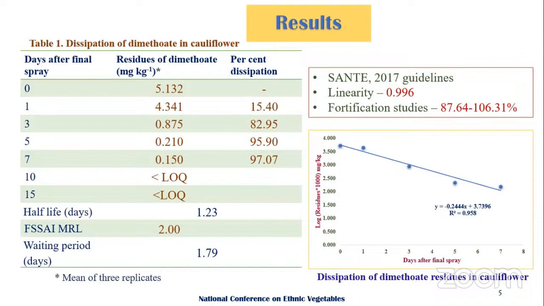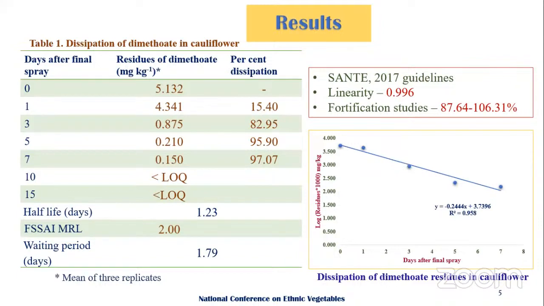And these residues dissipated rapidly by the 3rd day, reducing by 82.95%. And by the 7th day, the residues were 0.150. And by the 10th day, the residues reached below the limit of quantitation of 0.05 mg per kg. And after the 10th and 15th day, almost no residues were found in the cauliflower samples collected. So from these values, we plotted a curve wherein we obtained the regression equation, and from this regression equation we calculated the half-life.